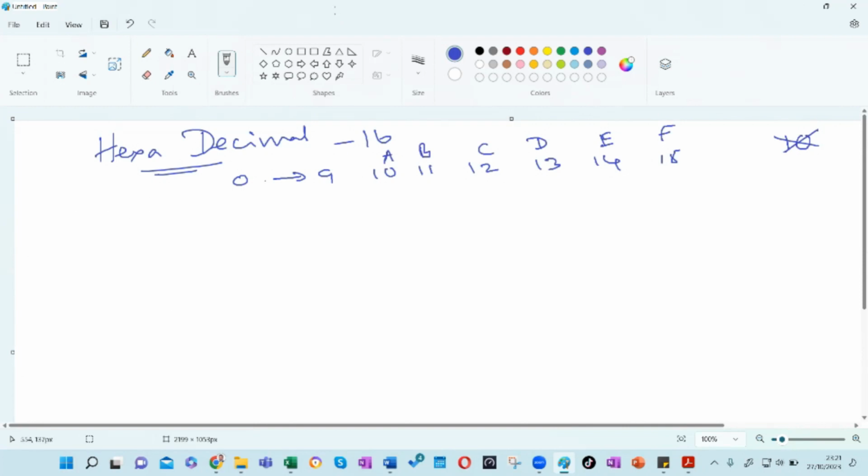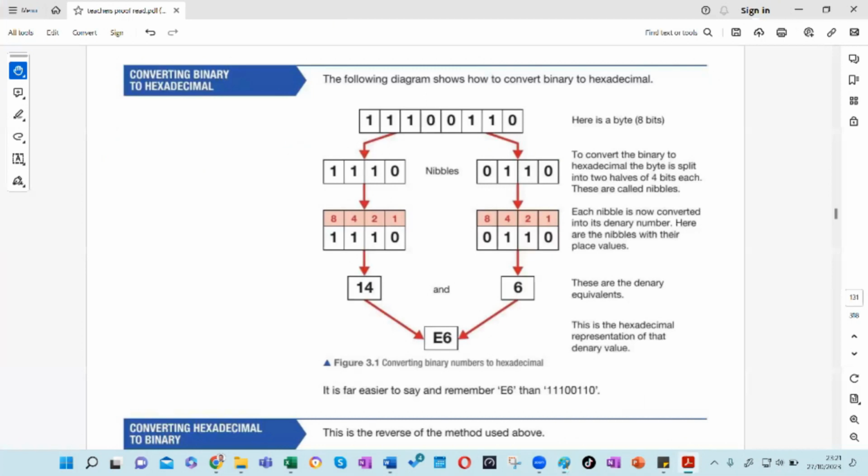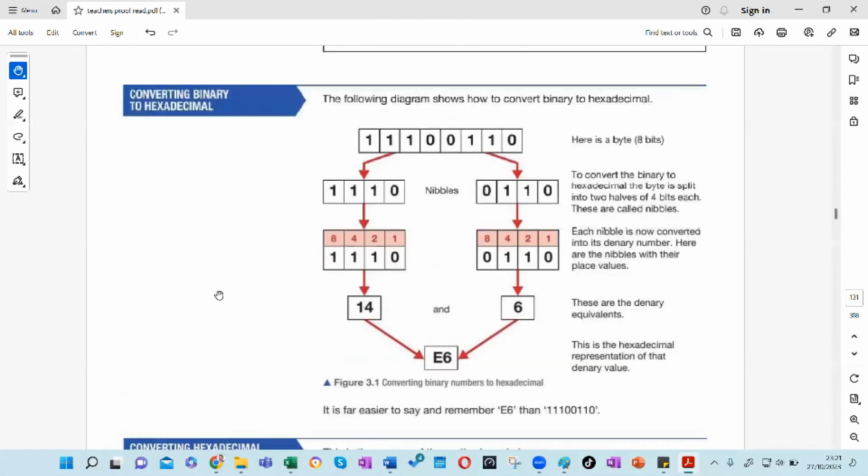Now the next thing is, this section talks about converting binary to hexadecimal and hexadecimal to binary. Binary to hexadecimal and hexadecimal to binary.